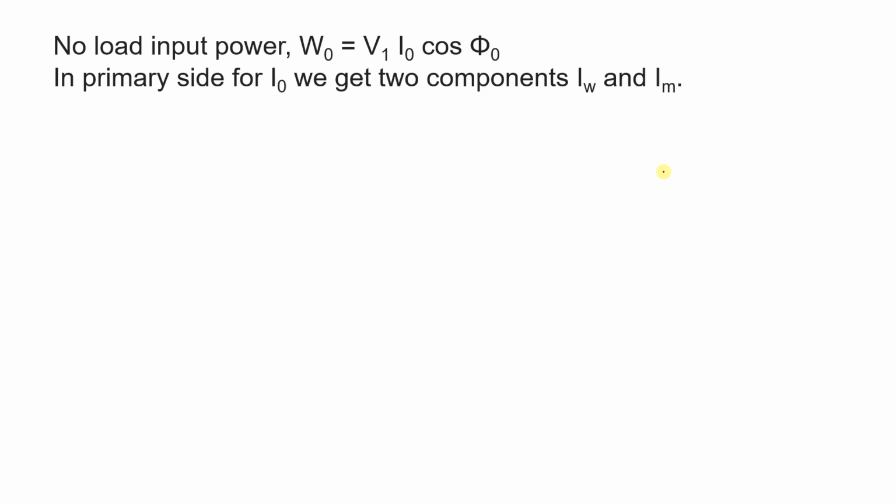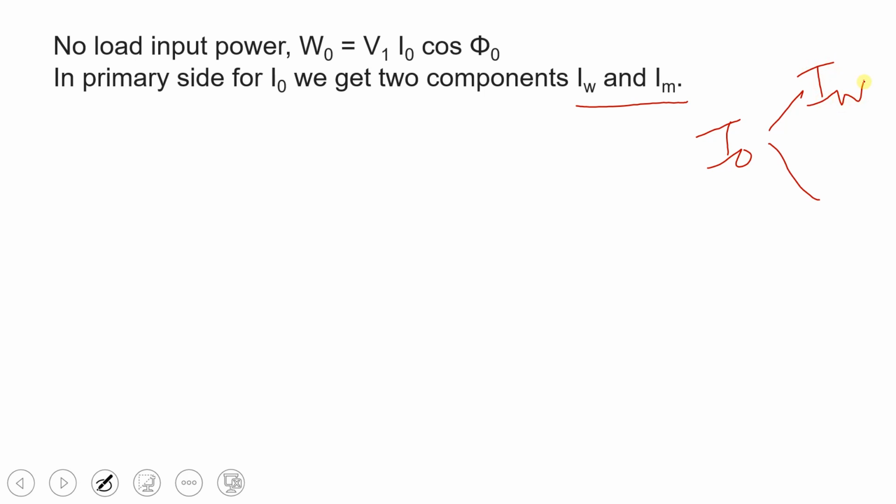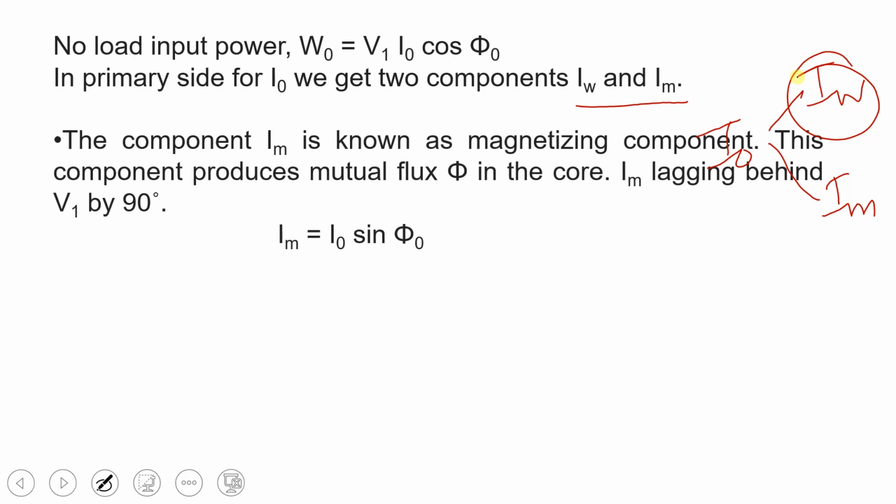No load input power, denoted by W naught, is equal to V1 I naught cos phi. On the primary side, I naught has two components. This is very important. The I naught current is divided into two parts, IW and IM. IM is the magnetizing current and IW is the working current. We are discussing them one by one.